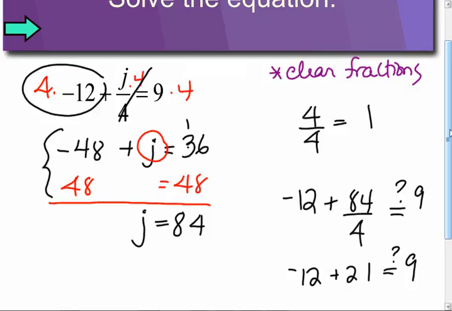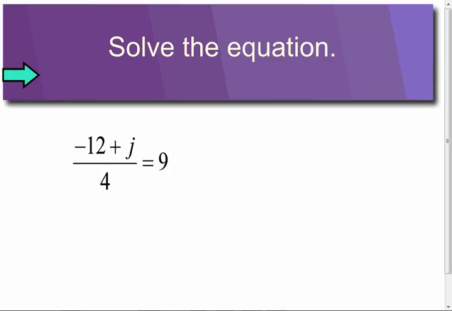But the problem is I might have made a mistake going from here to here. So I better check in the original just to make sure I didn't make that mistake. It doesn't look like I did because it works. And again, I want to clear out those fractions.